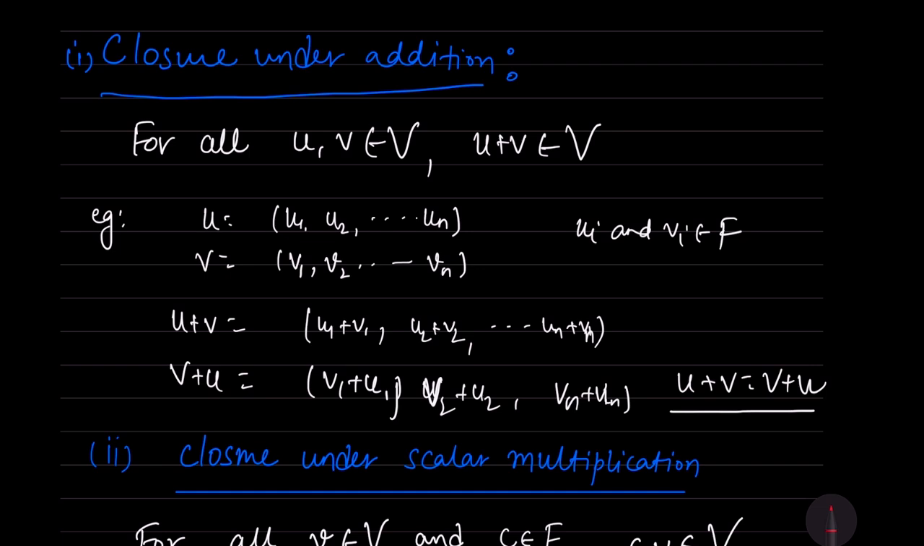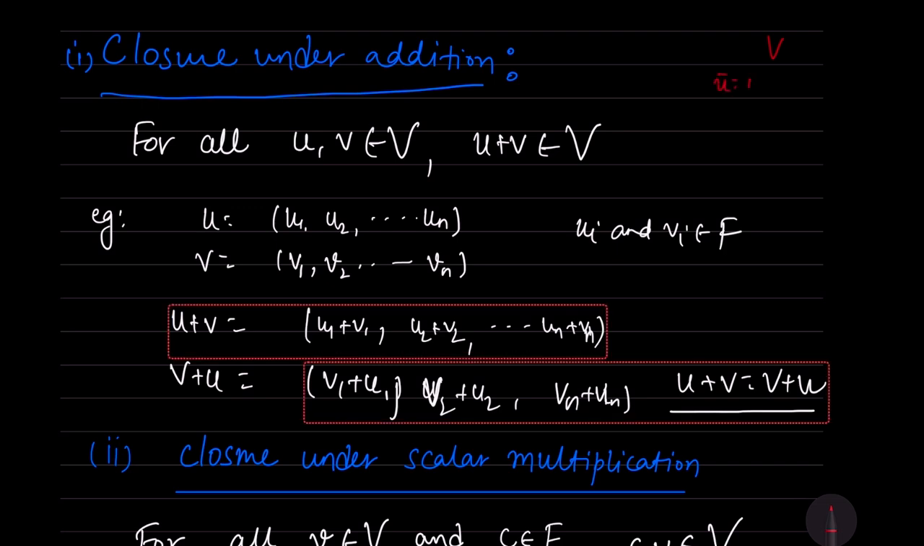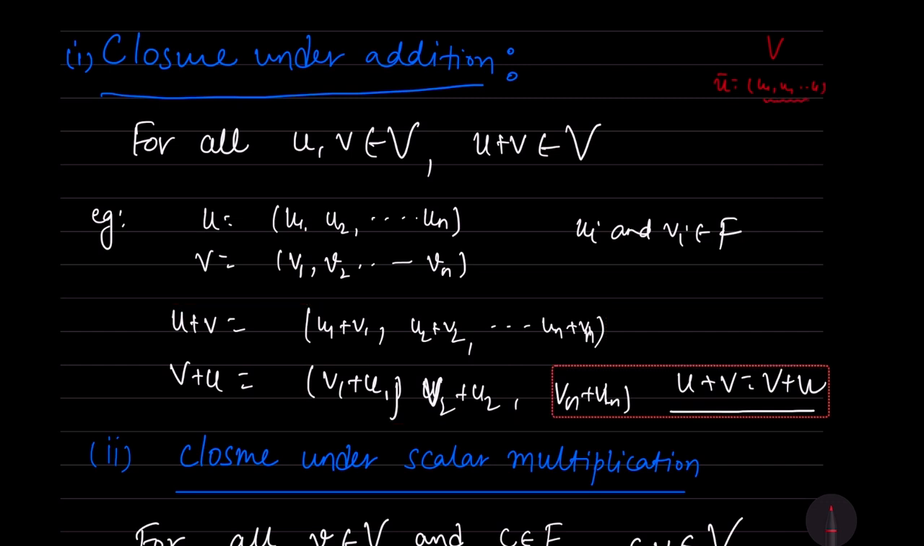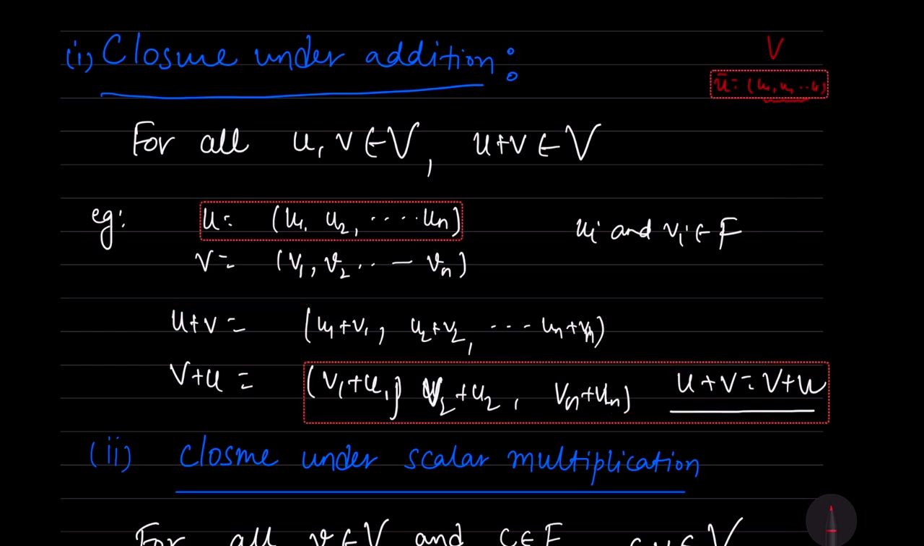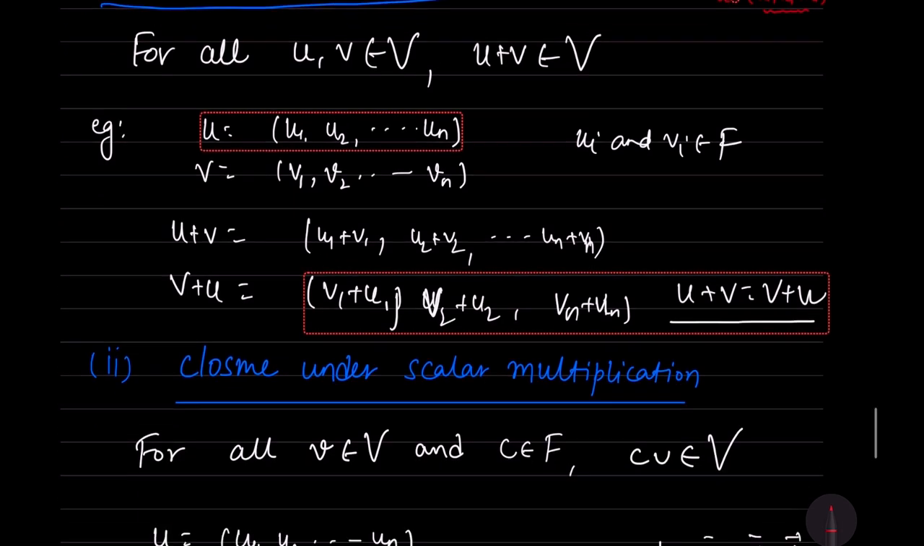Closure under addition. Here we see that all the elements of capital V are vectors. The elements of V are u1, u2, and so on. Now we will see what is the role of the field. The role of the field is that these u1, u2, un come from the field F. So we take vectors u and v, then we take addition. So u plus v and v plus u are the same thing. So this is closure under addition.